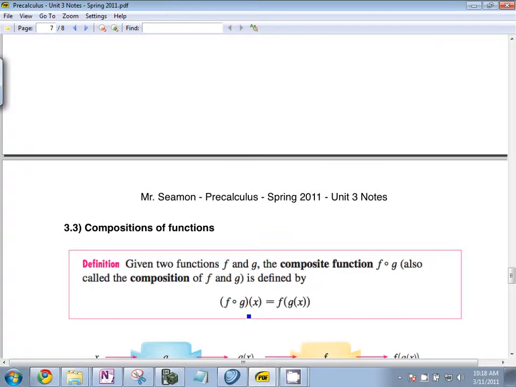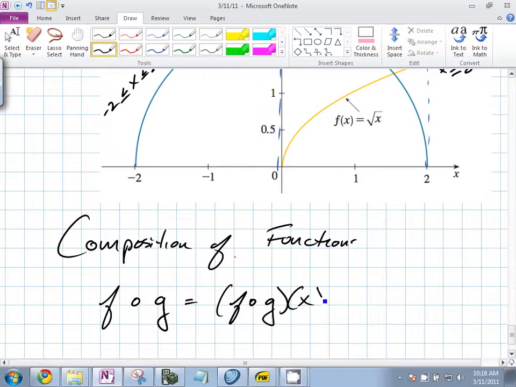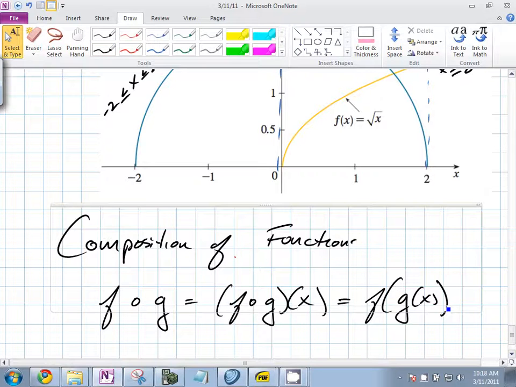You can write it three different ways. f composed with g is the same thing as f composed with g of x, which is the same thing as f of g of x. So in this case, what function are you plugging into which function? You're plugging g into f. Let's look at that one more time. You are plugging g into f.